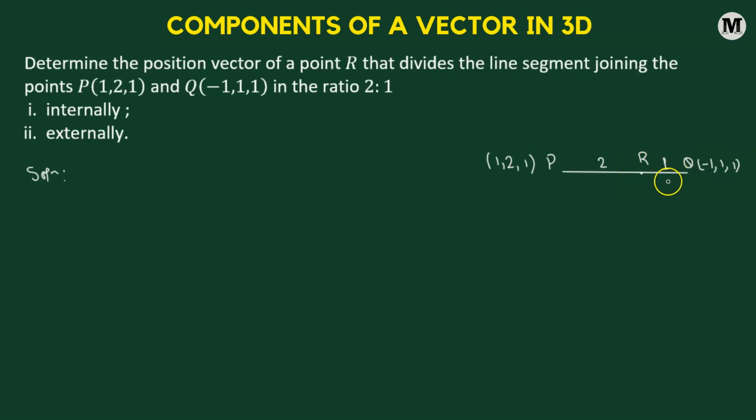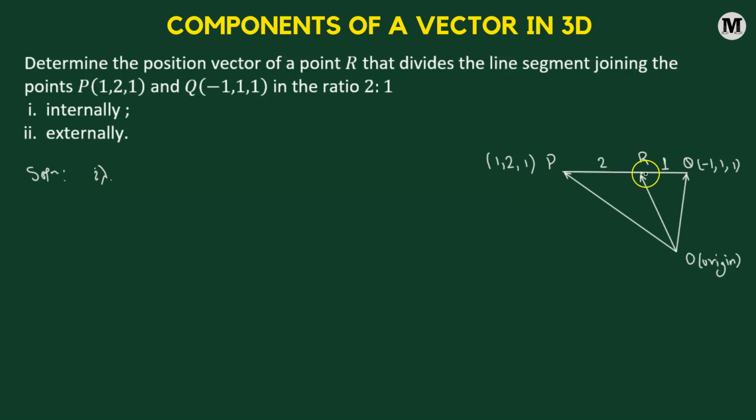Our goal will be to find out the position vector of this point R. Now to find out the position vector of point R, what we need is a point O. O is going to be the origin of the coordinate system. With respect to this origin O, we will join OP, OQ and OR, and that's going to give us the position vector of these 3 points. Let us start with the first part.